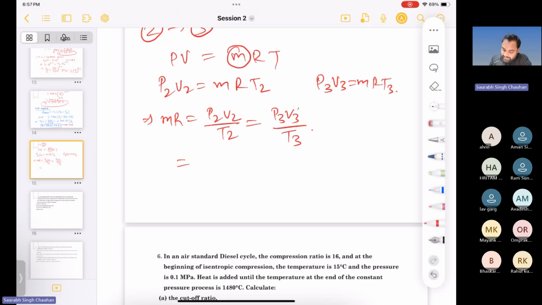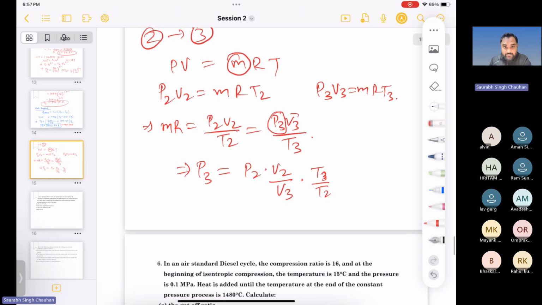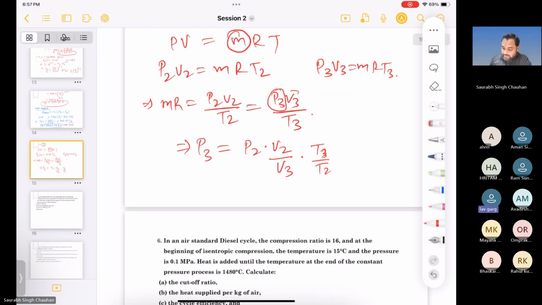So we have to find P3. So P3 will be equal to P2 V2 divided by V3 and T3 divided by T2. Correct? Right? And what is V2 divided by V3? Compression ratio. No, it is 1.